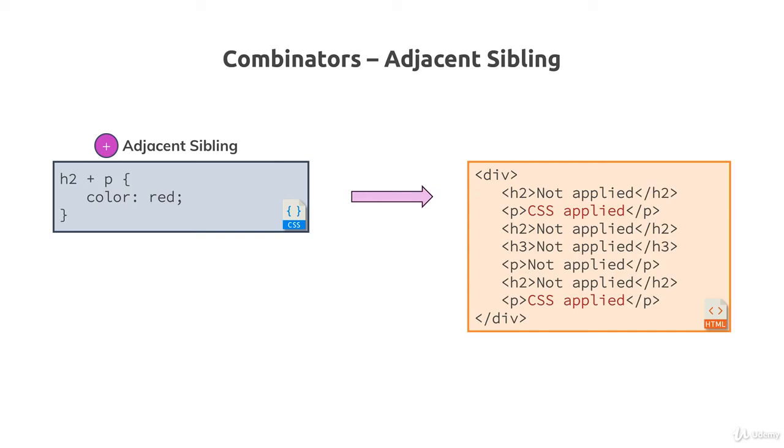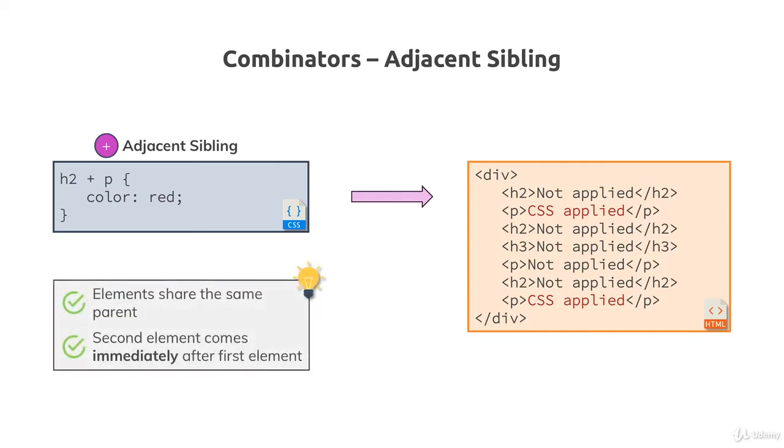The plus requires a direct siblingship, so to say, and therefore only direct siblings get the red color. Now, if you were to combine more than 2 selectors, so h2 plus p plus a, then only anchor tags next to paragraphs that are next to h2 tags would get the red color. So elements have to share the same parent here. That's also an important thing to keep in mind. They have to be on the same level.